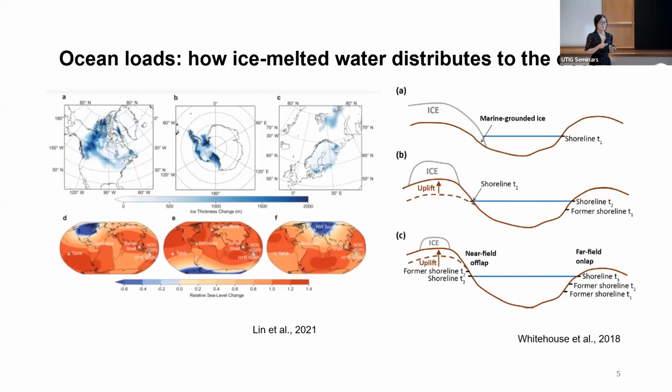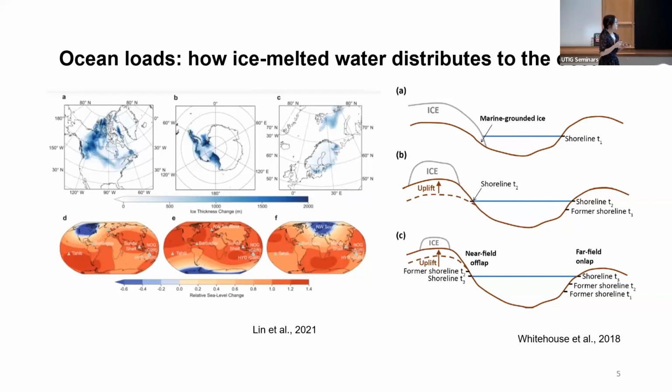Okay, for GIA, the forcing includes two parts. One is the ice history. The other is how the ice melted water distributes into the ocean. This gives us the ocean loads, how those ocean loads change, and how the Earth responds to this global ocean load change. To first order, we can just distribute all of the ice melted water into the ocean globally as a constant. This is just the first order.